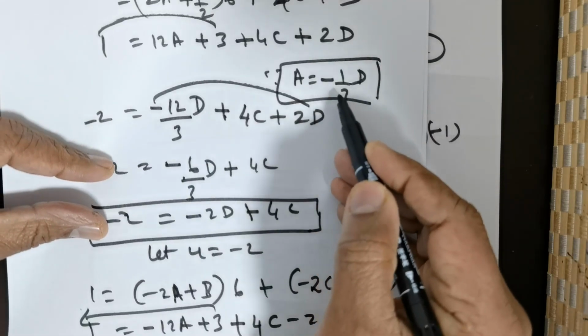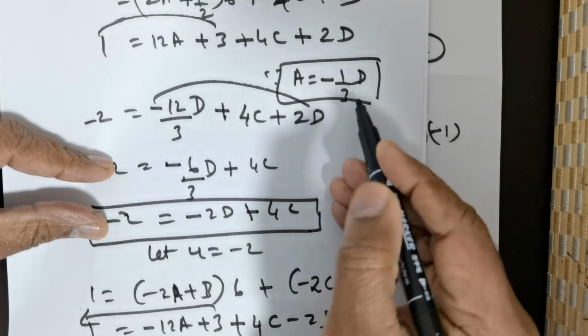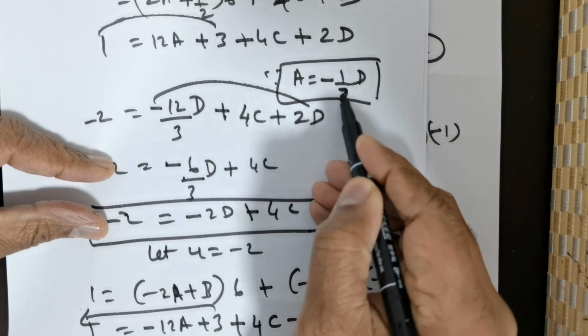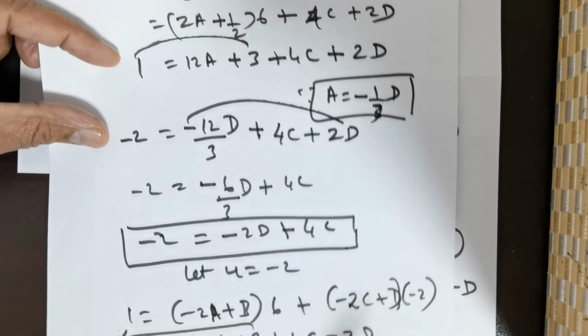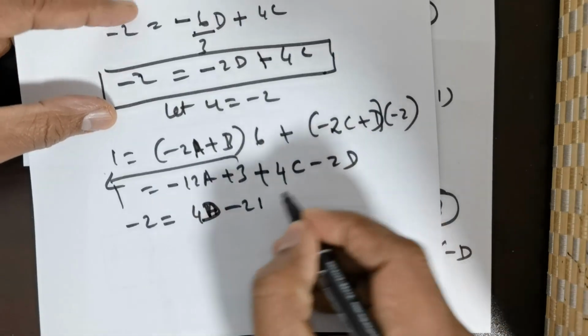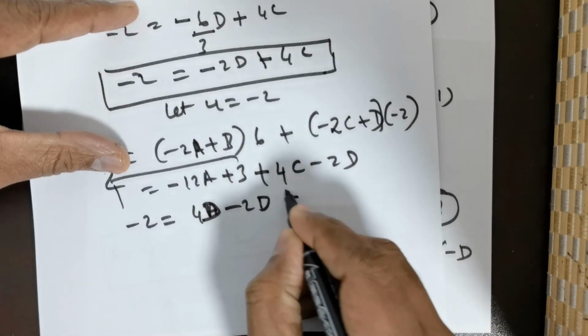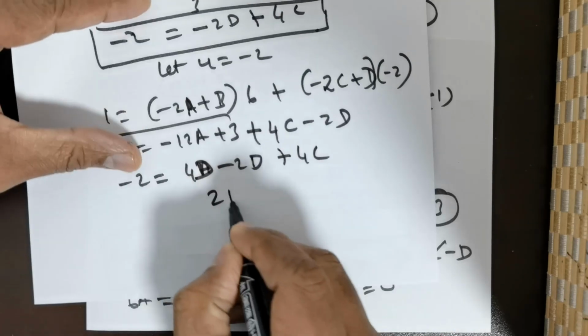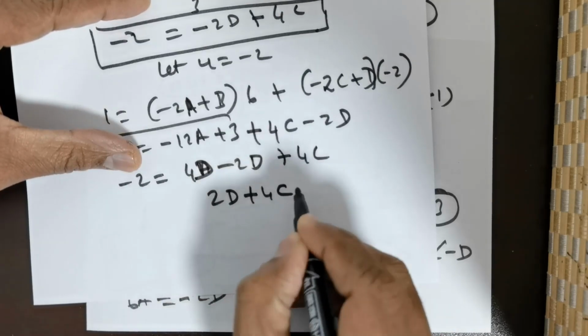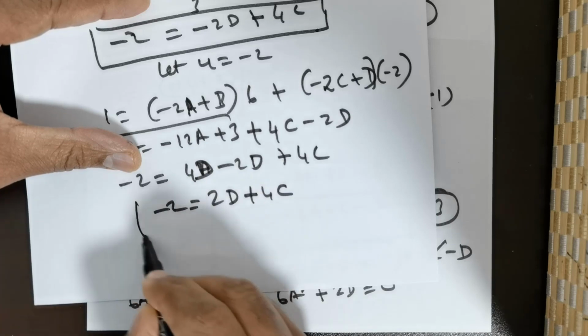Why do I say d? Because I'm substituting this value of a. A is equal to negative 1 over 3, right? That's what I got. Okay, let's see, and I'm adding it with negative 2d plus 4 times c. So this is going to be 2 times d plus 4 times c is equal to negative 2.